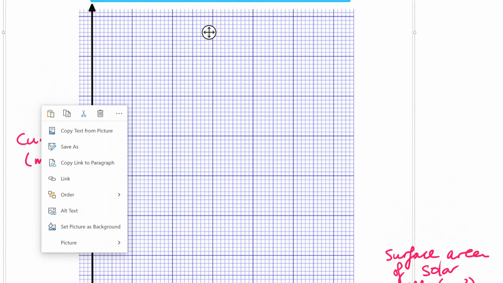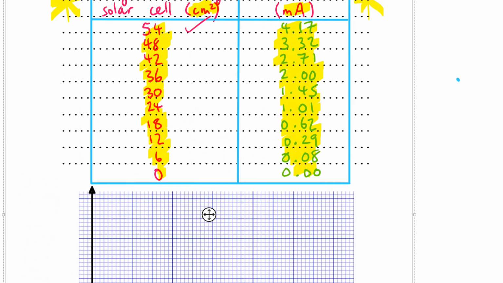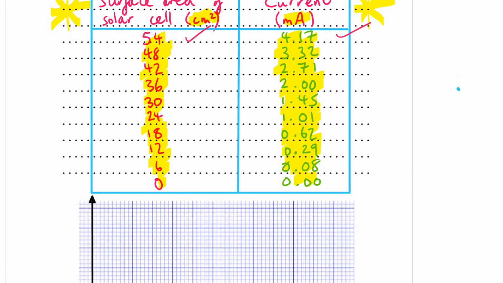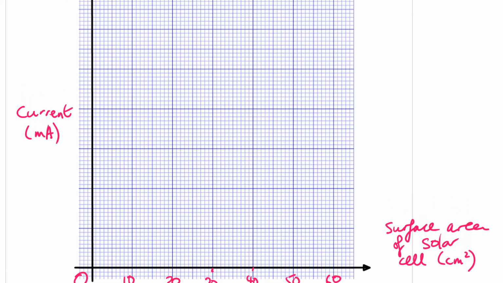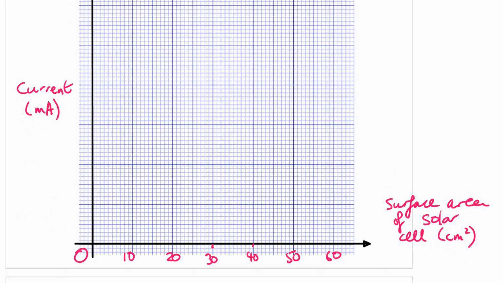Now the current, the biggest current is 4.17. I'm going to try 1s to start off with. 1, 2, 3, 4, 5. It works straight away. 1 is there. Not halfway down. That's wrong. 1, 2, 3, 4, 5. Okay. Now I'm going to plot the points.